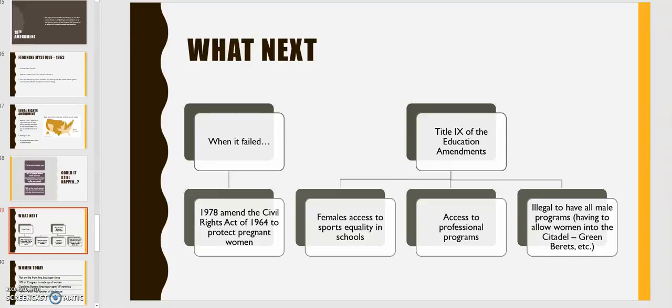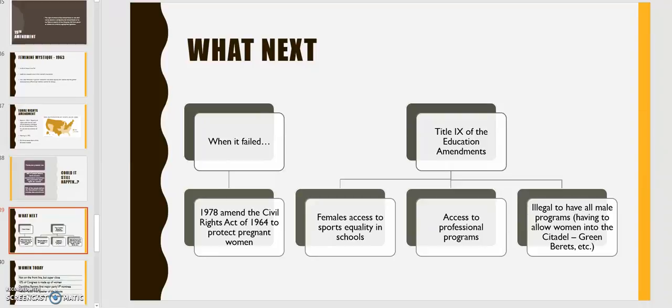Then we get the Title IX of the Education Amendments, and you guys typically think of school sports when you hear this. And it does offer female access to sports in schools. So if you don't have a women's wrestling team, you might have to let women wrestle with the guys. If you're going to offer 3 male sports in the spring, then you kind of need to have 3 female sports in the spring. But it also makes it illegal to have all male programs.